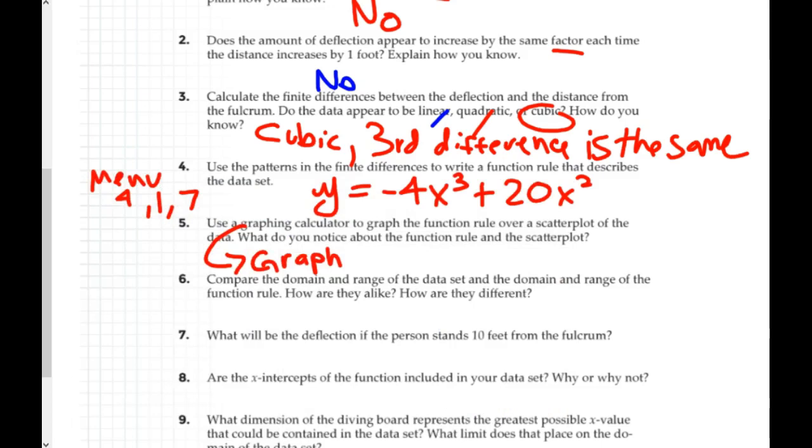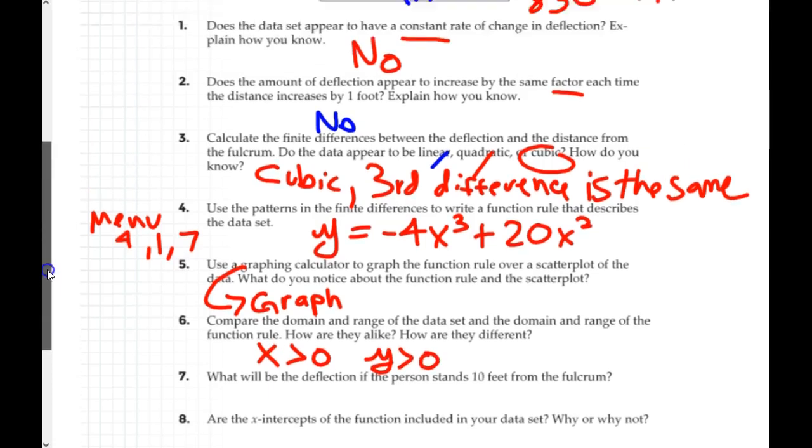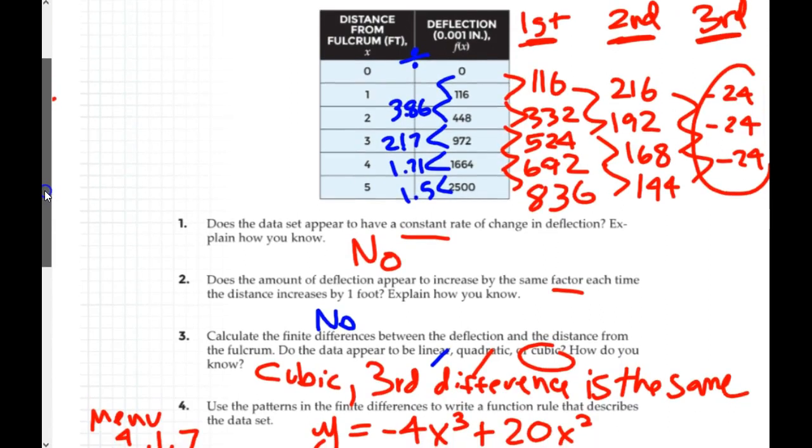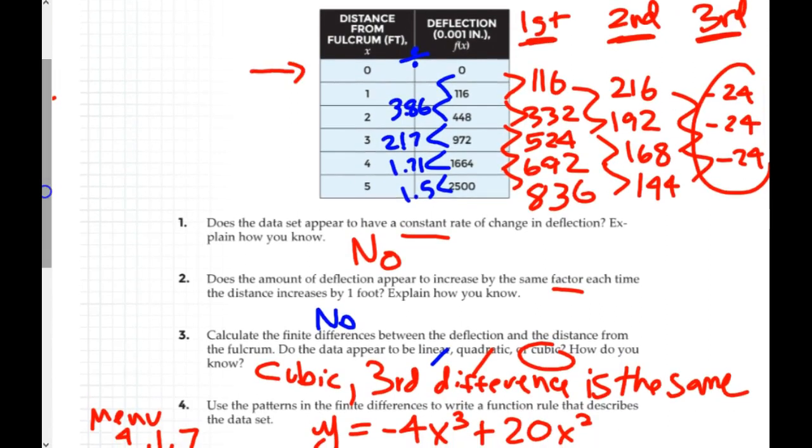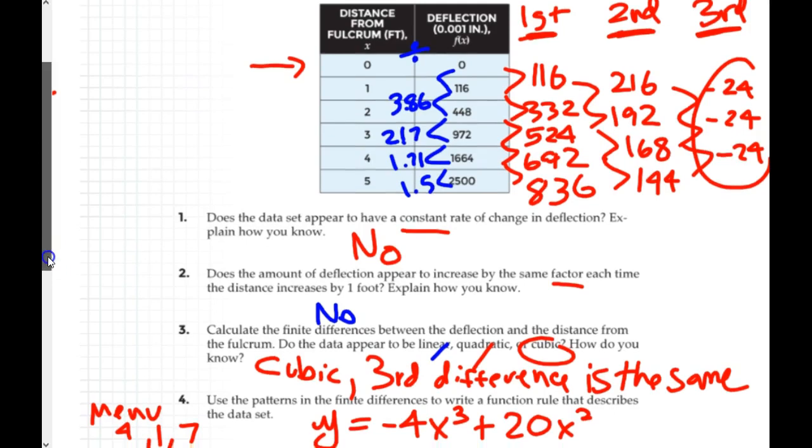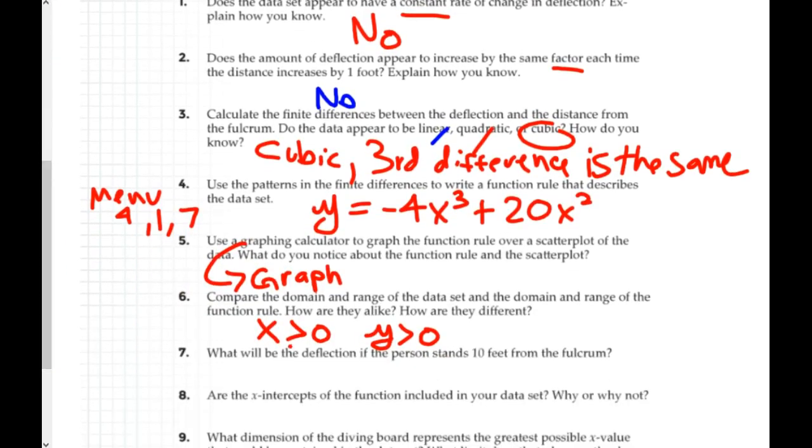Compare the domain and range of the data set and the domain and range of the function rule. Since we're talking about distance, x has to be greater than 0. Y will be greater than 0. You can see that right here, starting at 0 and going up. Let's make sure it's greater than or equal to 0, since it includes it.